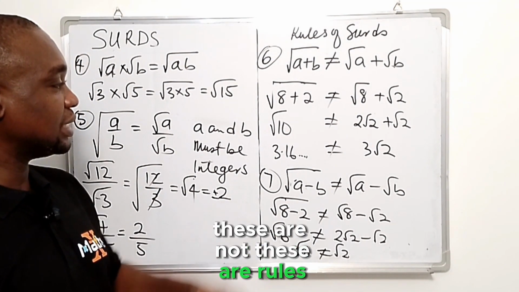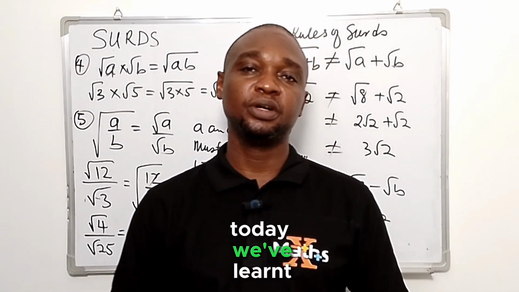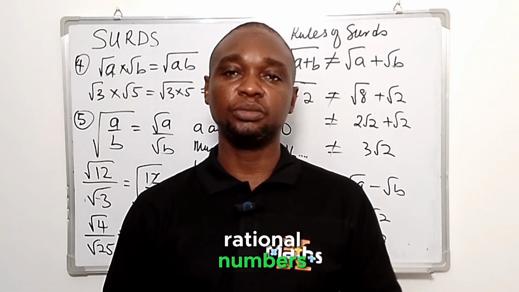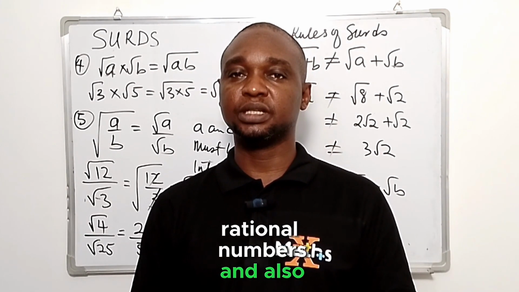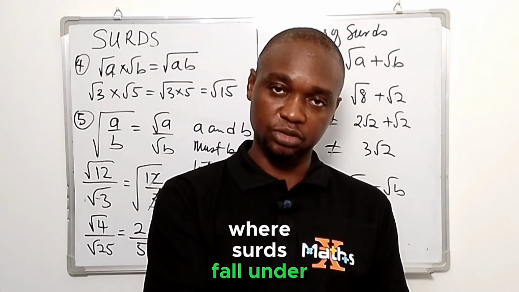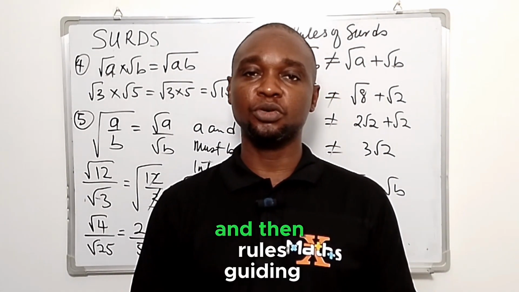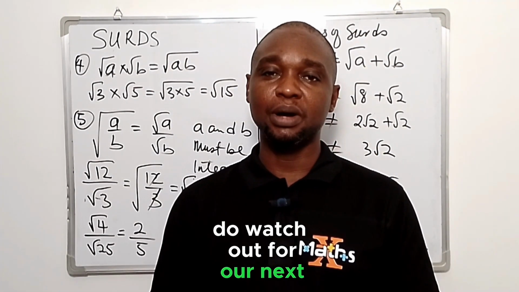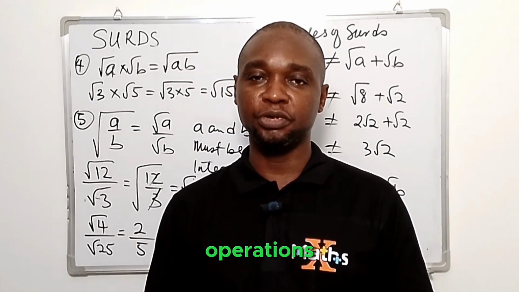So these are rules of surds. So dear students and viewers, today we've learned about surds, what surds are. We've talked about rational numbers, irrational numbers. I've given you types of rational numbers, and also talked about the irrational numbers in themselves, where surds fall under. So I've given you types of surds, and then rules guarding surd operations. Do watch out for our next videos, where I'm going to use these rules for certain surd operations.